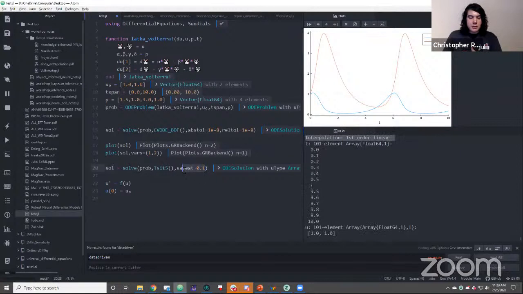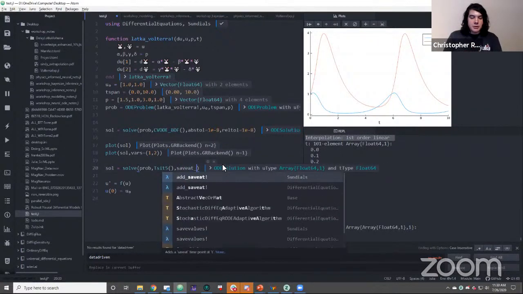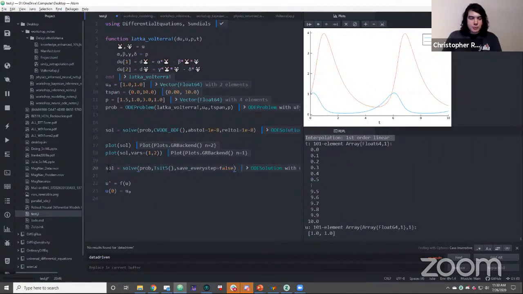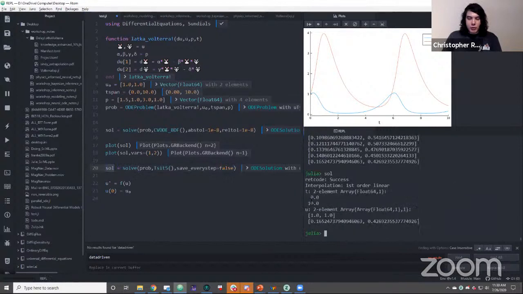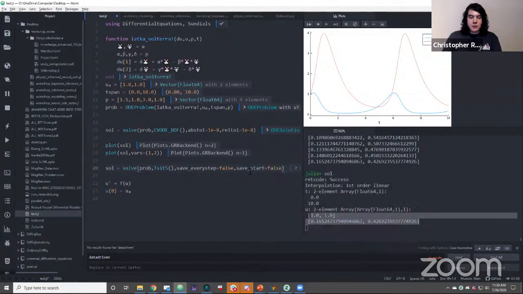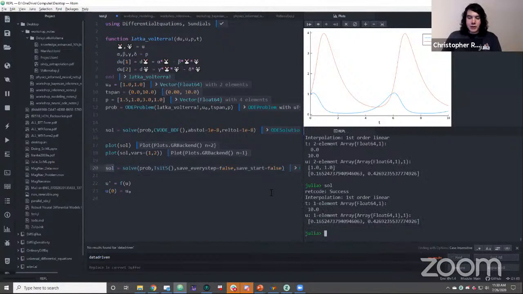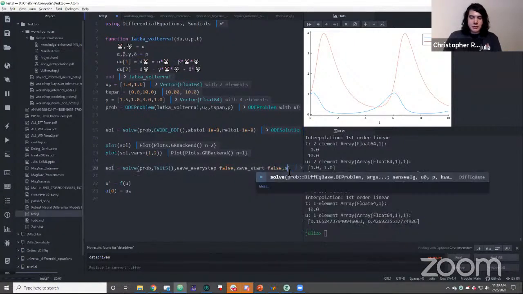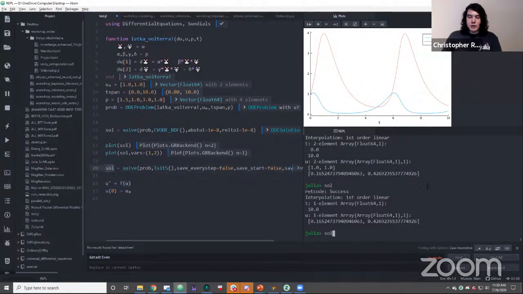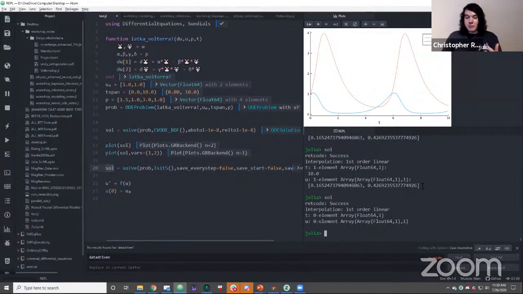We can also change how much we're saving by doing something like save_everystep equals false. What this will do is only save at the start and the end. So, for example, if we do a partial differential equation solve, we can save a lot of memory. We can also do something like save_start equals false, and you can probably guess what that's going to do. Now we only have the solution at the end. We could even do something ridiculous and say save_end equals false, and we can come up with a solution that is completely empty. I'll describe reasons why you might want to make use of that.